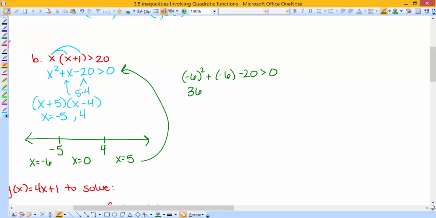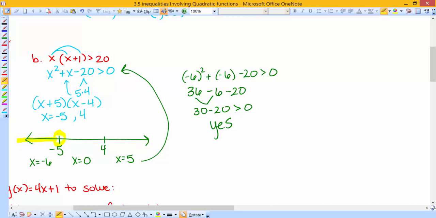This is positive 36 minus 6 minus 20. When I combine those, I get 30 minus 20. Is that greater than 0? I hope that you said yes. So I'm going to go over here to the negative 6 area. Because I got a yes, I'm going to highlight that. And it is an open circle. Why is it an open circle?